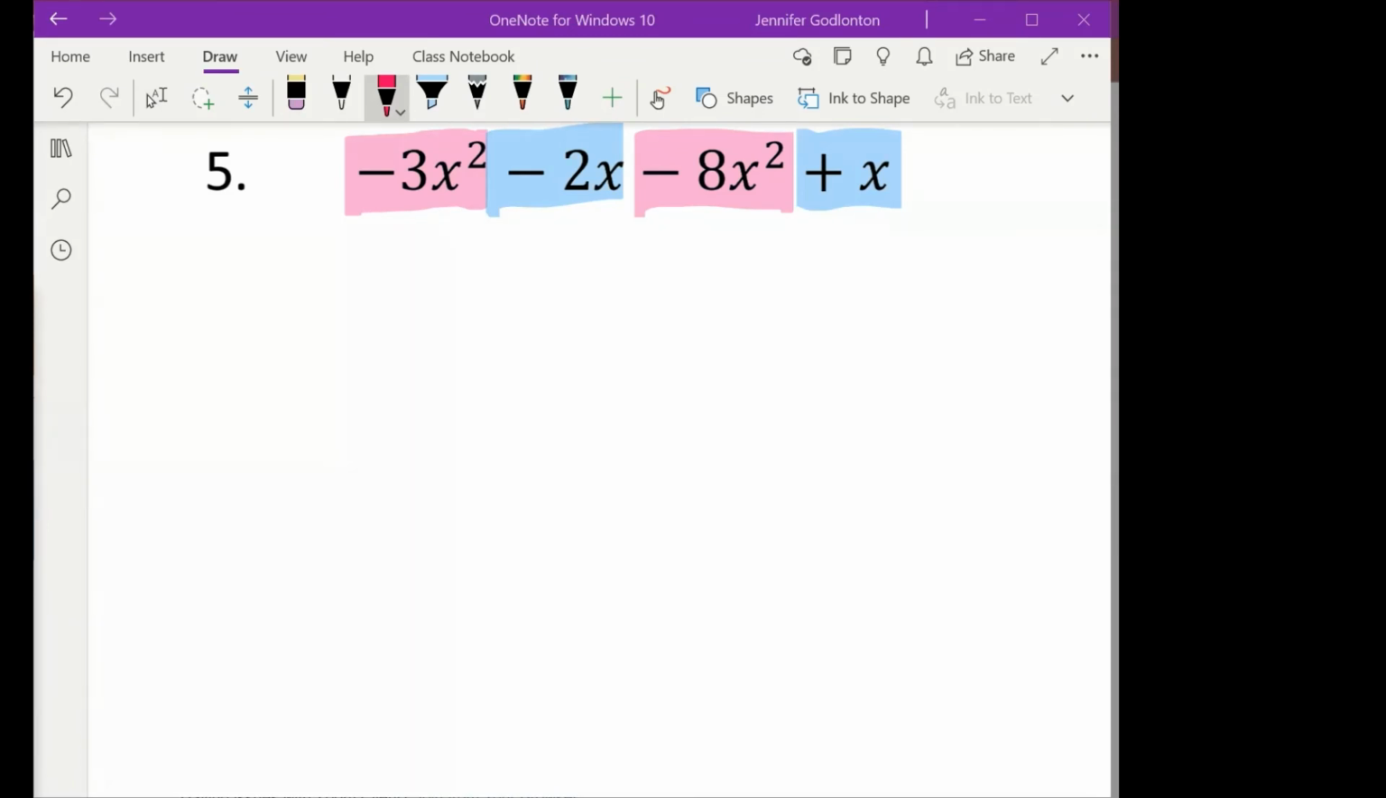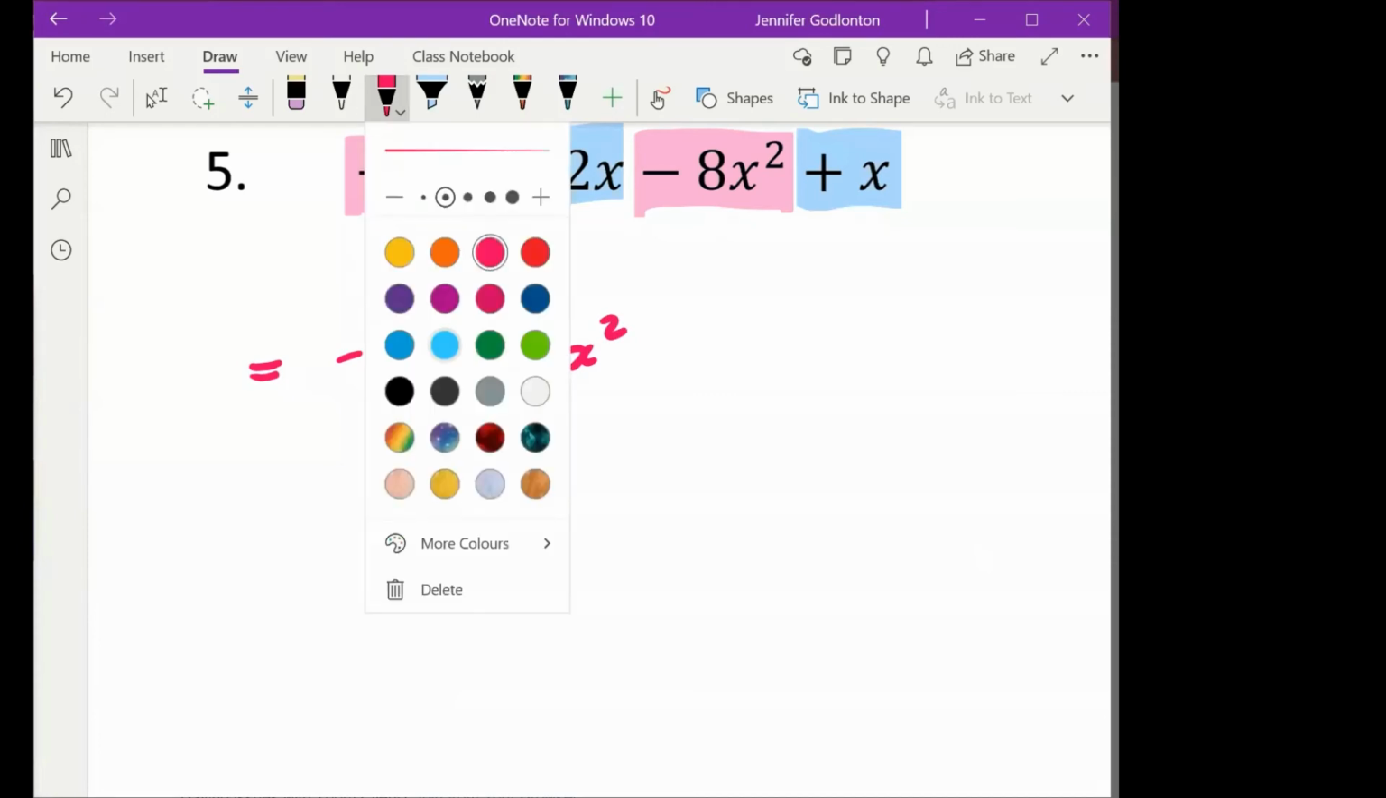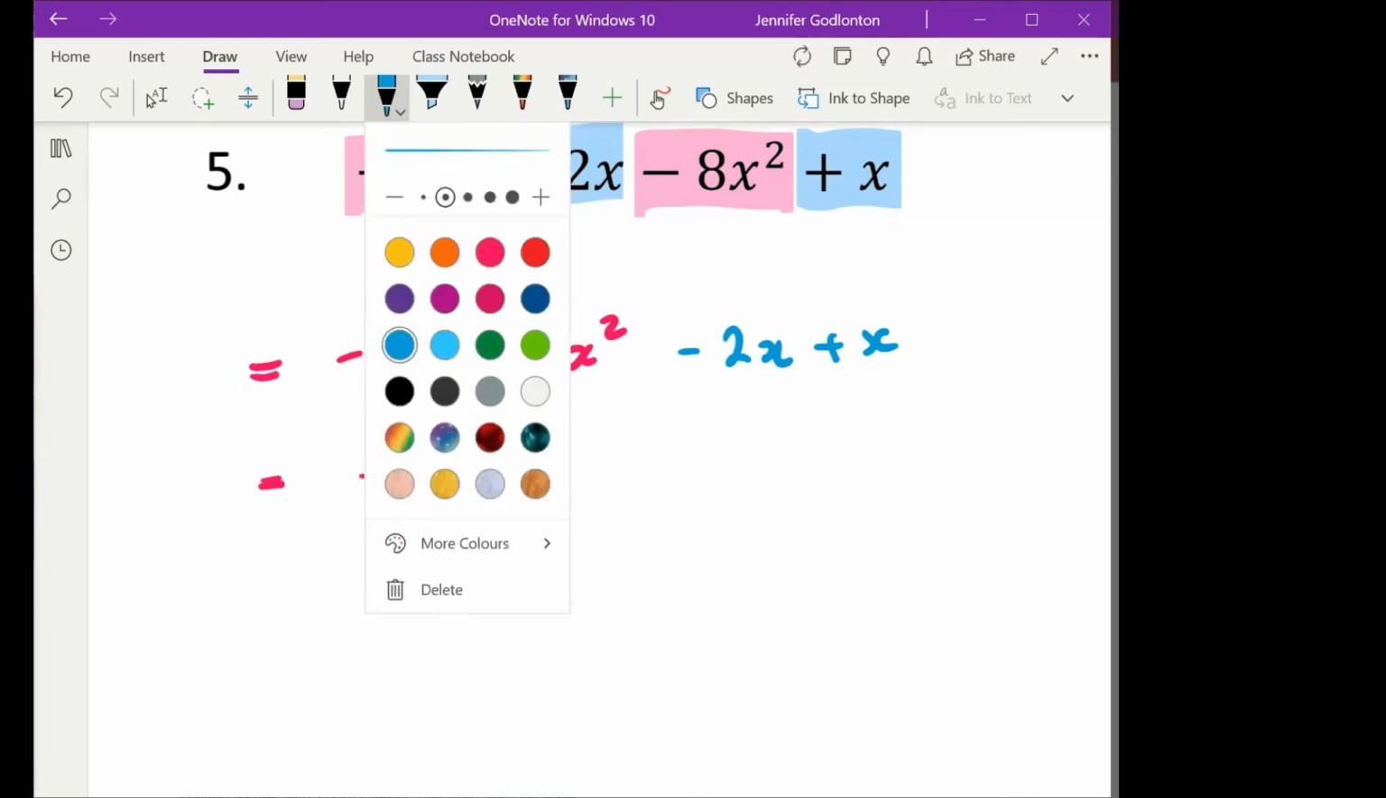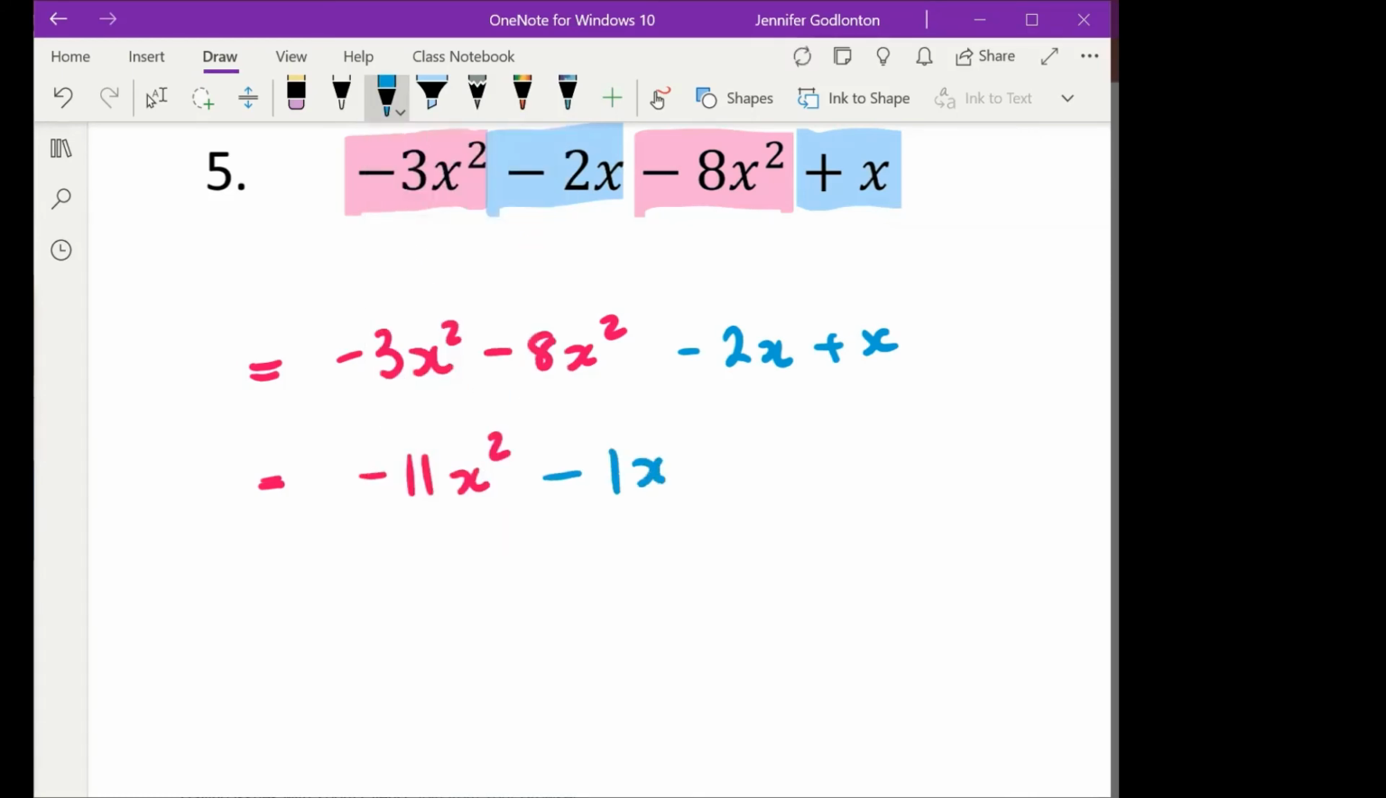Okay, so let's have a look. I'm just going to rewrite the ones that are the same as each other next to each other, just in case that's how your brain works. So we've got negative 3x squared minus 8x squared, and then we've got negative 2x plus x. We're going to add those together. So negative 3 minus 8 gives us negative 11x squared. And then here we've got negative 2 plus 1, which gives me negative 1x. And I don't need to have that 1. I can just have negative x, or you could write negative 1x. It is up to you.